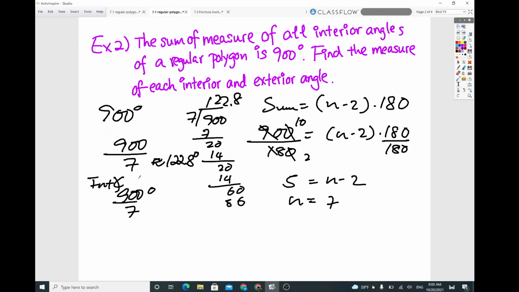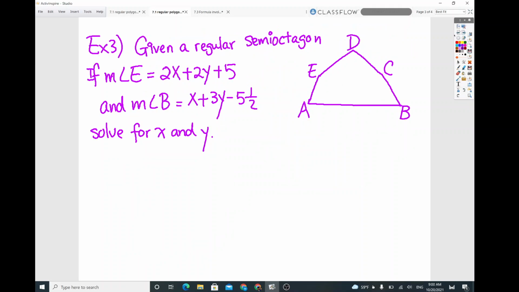And then find the measure of the exterior angle. The exterior angle is always 360 divided by n. So 360 divided by 7. Again, this one is not divisible, so we just leave it the way it is. Okay, now let's see what else we have for the rest of this.